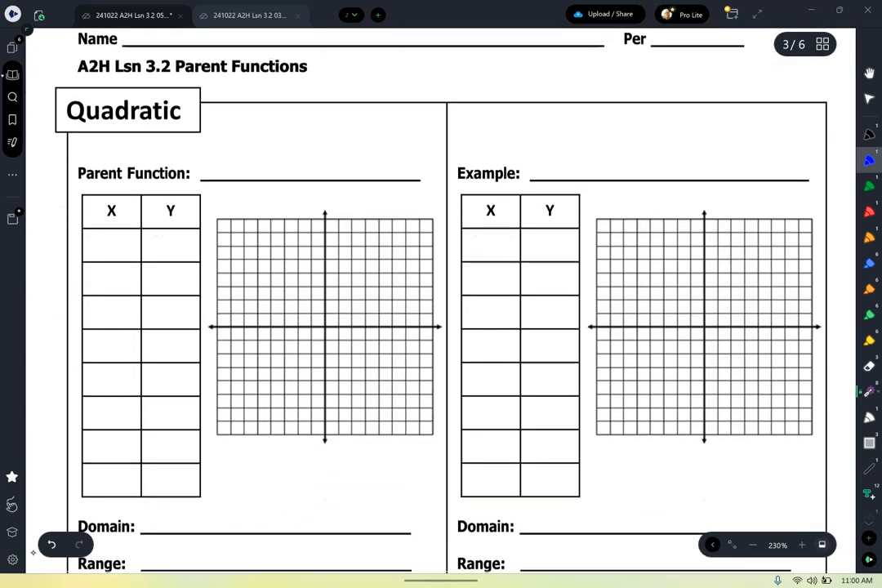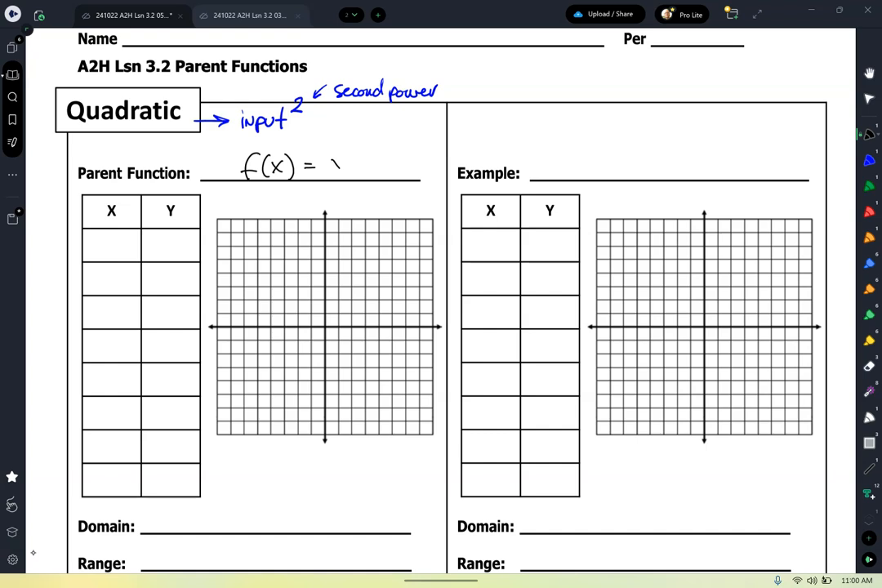Quadratic function. Quadratic function is your input to the second power. All right, so then that's going to look like this. Your parent function for quadratic is input squared.